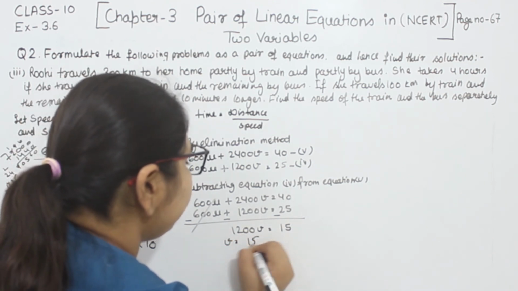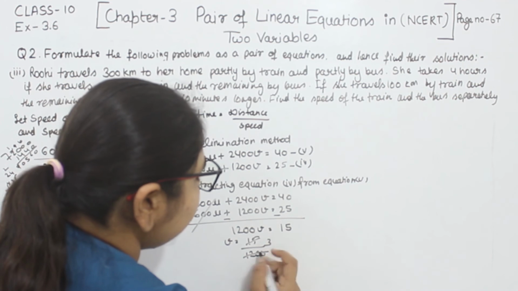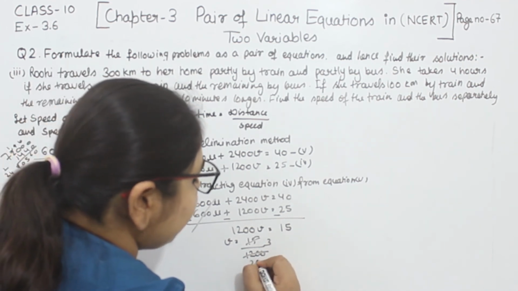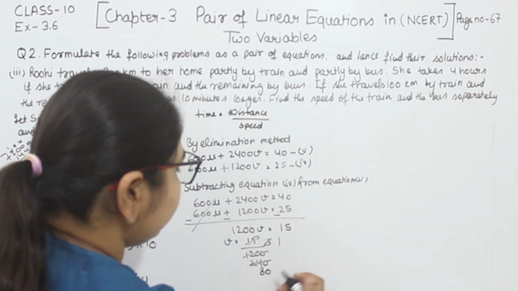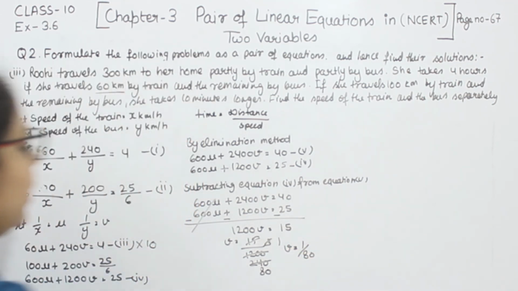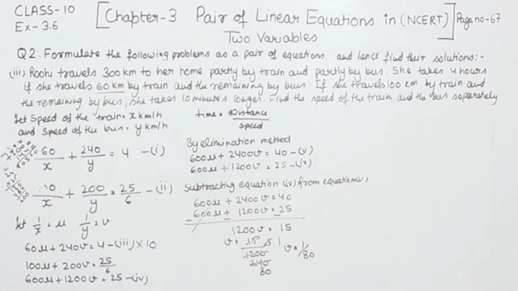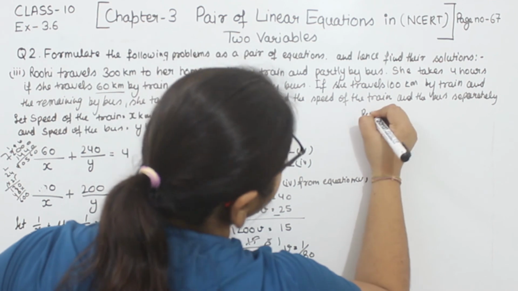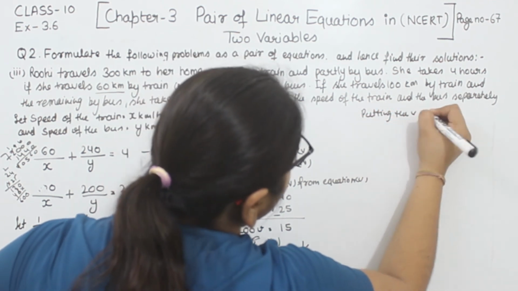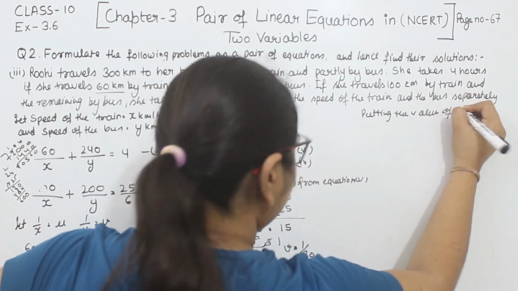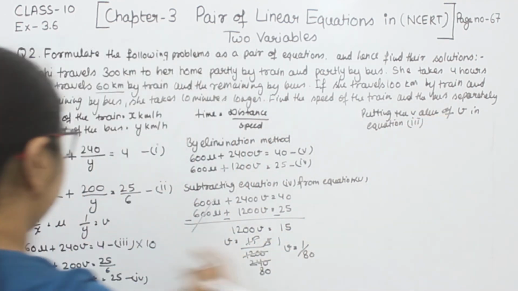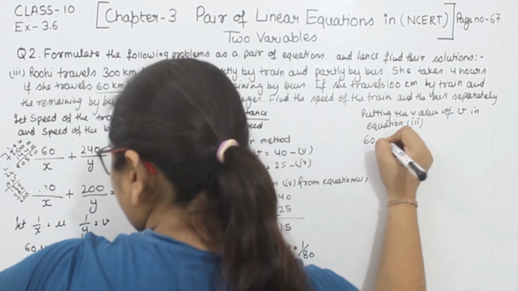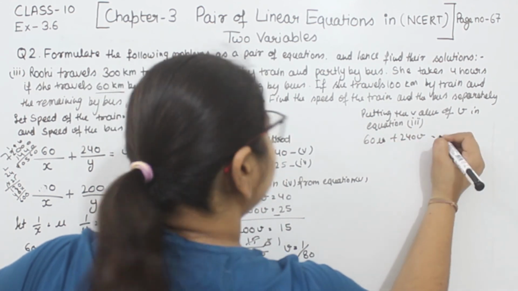So the value of v we are having is 15 divided by 1200. 5 3s are 15, 5 2s are 10, remainder 2, 5 4s are 20 and 0. Now 3 1s are 3, 3 8s are 24 and 0. So the value of v we are having as equal to 1 by 80. Now we have to find the value of u. For that, I am going to put this in equation number 3. So I am going to write here putting the value of v in equation 3, and equation number 3 we are having is 60u plus 240v equal to 4.